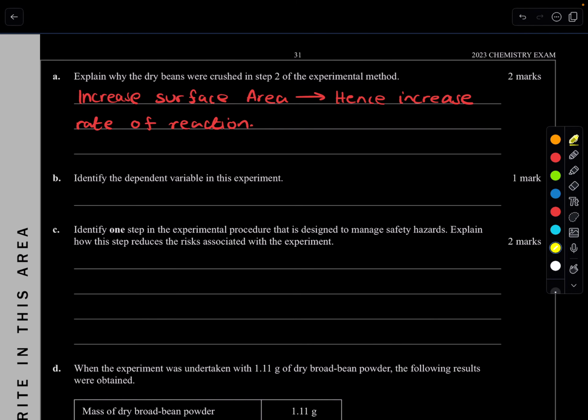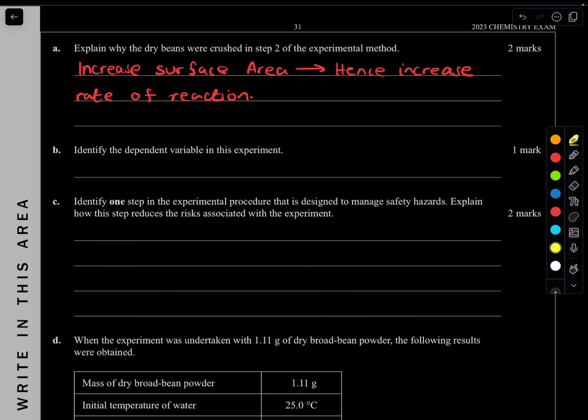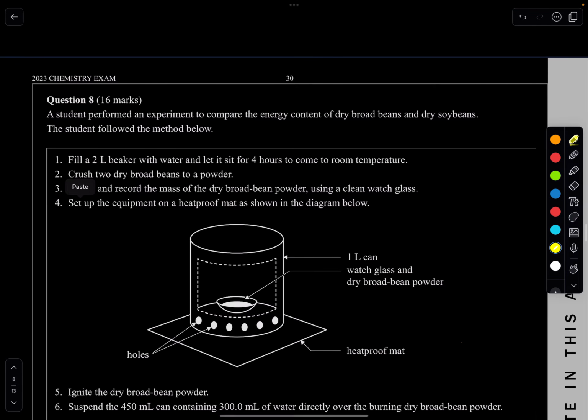So different color. Okay. Identify the dependent variable in the experiment. Remember, your dependent variable is what you're measuring. What is the main focus? So when we were looking at here, it was the energy content. We want to compare the energy content between dry broad beans and dry soybeans. So the type of beans is your independent variable. The dry broad beans and the dry soybean, the type of dry bean is your independent variable. Your dependent variable is what you're measuring, which is the energy content. So energy content.